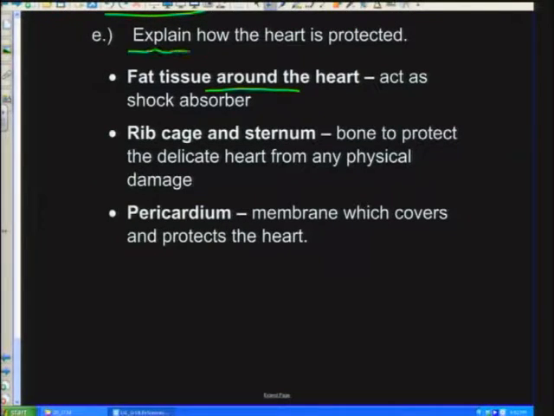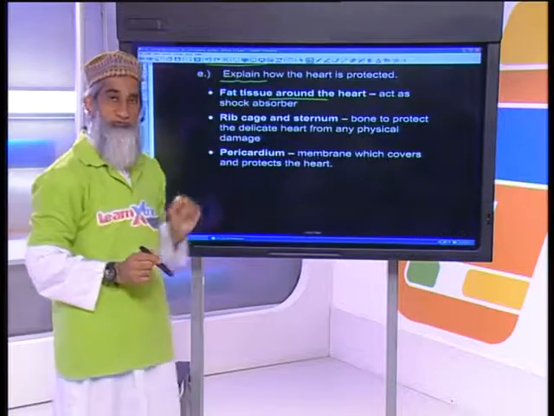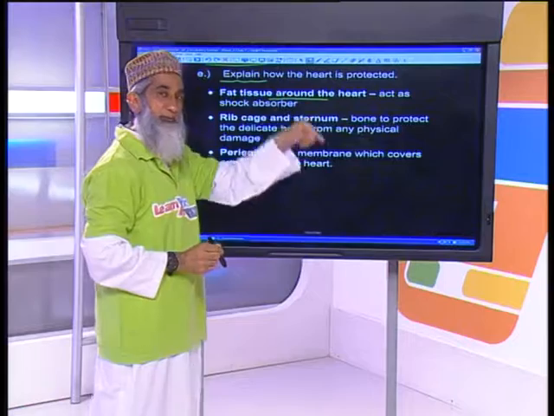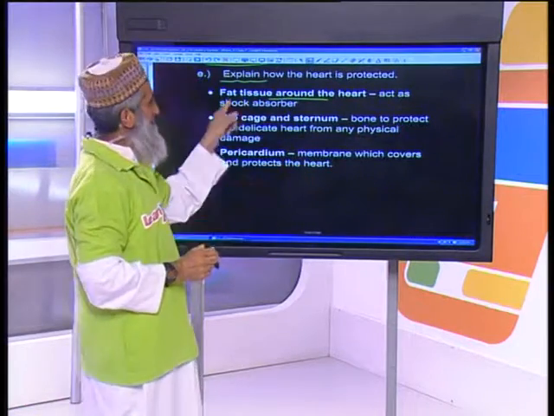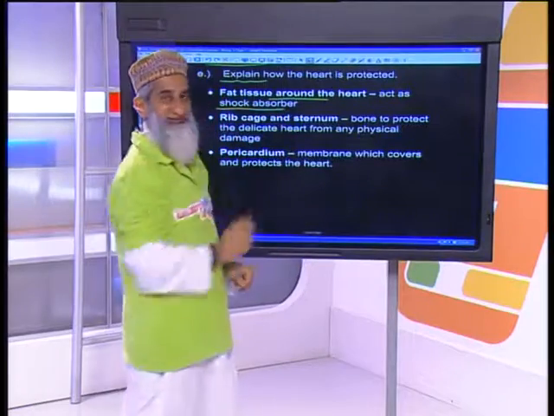Remember the word said explain. It didn't say list ways in which the heart is protected. Then we would only say what is in bold. But this question said explain. So you need to elaborate on what you're saying. So you're saying fat tissue around the heart. Why? It acts as a shock absorber.